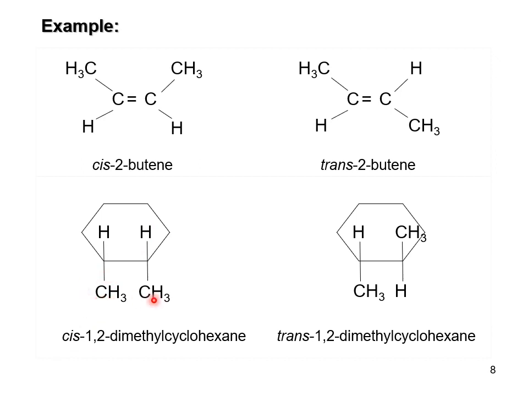With the same side, that's why it's cis isomer. This is cis-1,2-dimethylcyclohexane. If the groups are on different sides, okay, this is trans-1,2-dimethylcyclohexane.